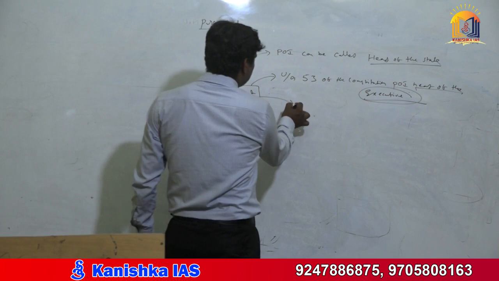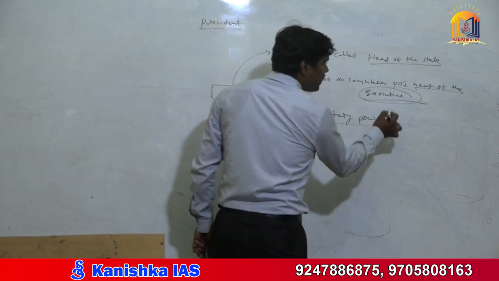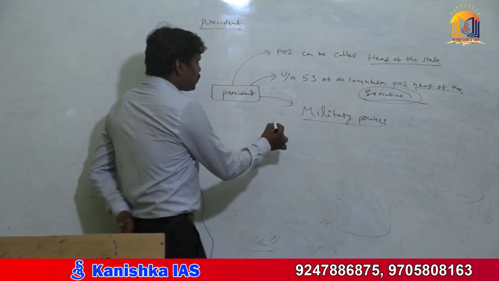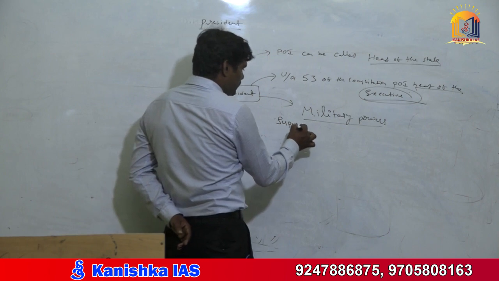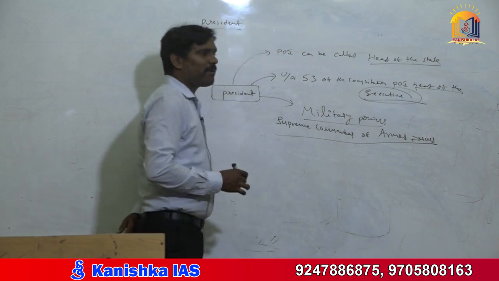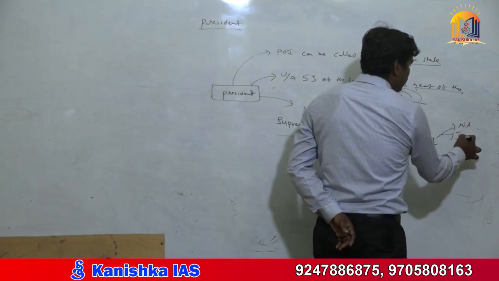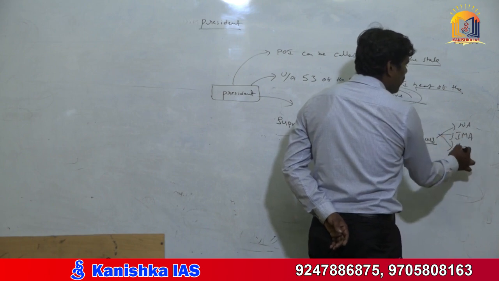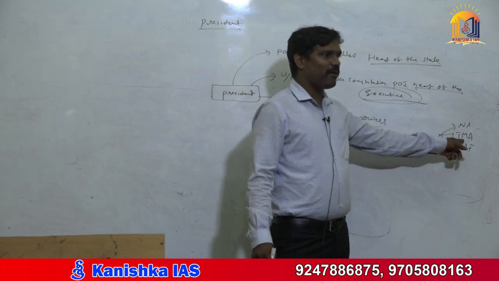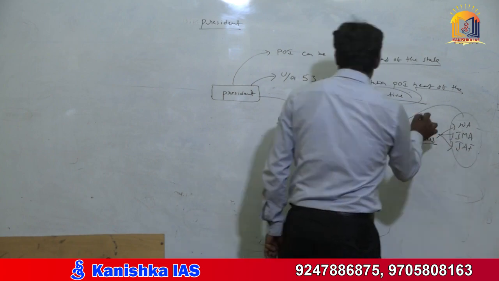What kind of powers is he enjoying? He has military powers. So what military powers does the President of India have? The President of India can be called the Supreme Commander of the Armed Forces. Supreme Commander of the Armed Forces means he is the head for what? Naval Academy, Indian Military Academy and also Indian Air Force Academy. For all these things he is the Supreme Commander.